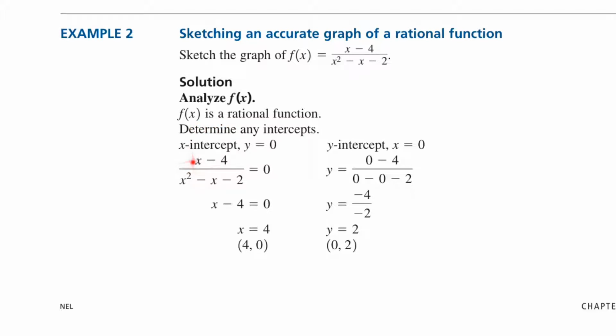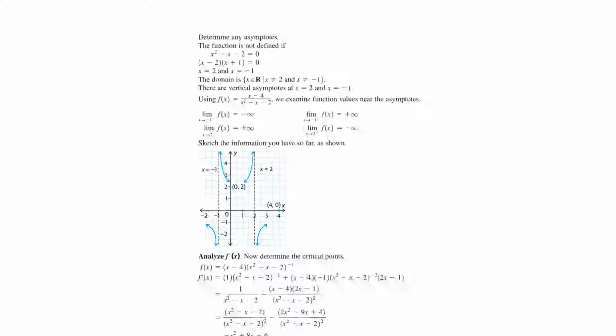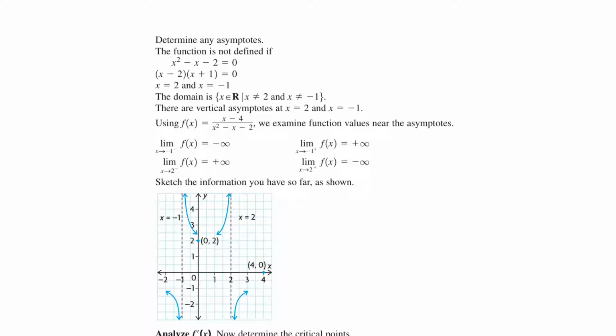The x-intercept is (4, 0). When the numerator is 0, we find x equals 4. When x is 0, y is 2. The y-intercept is (0, 2).